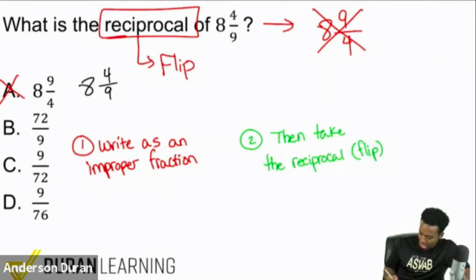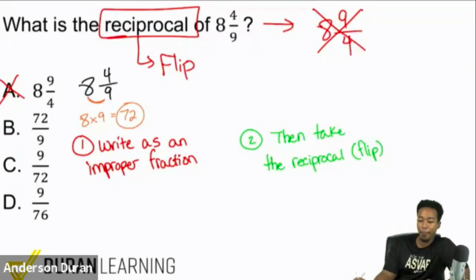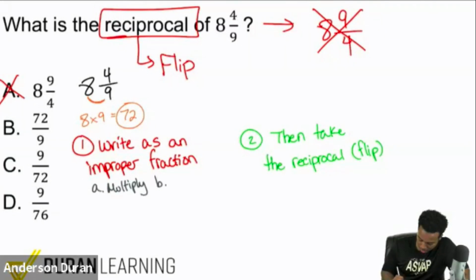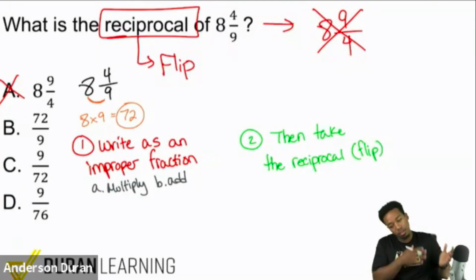We're going to take the 8 and the 9 and multiply those. 8 times 9 gives me 72. Got to know that. And then once we have that 72, what are we going to do with it? Exactly. To go from a mixed number to an improper fraction, A, we're going to multiply, then B, we're going to add. Multiply, then add.